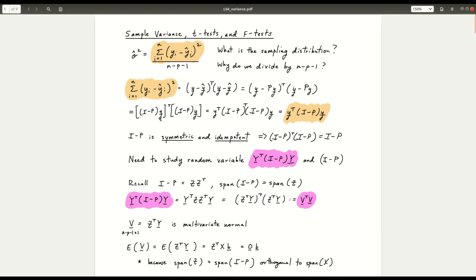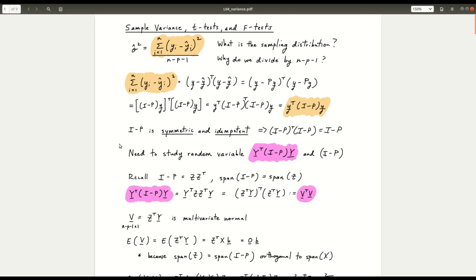And then if we distribute this transpose, we get y transpose (I minus P) transpose times (I minus P). And recall that if P is a projection matrix, then so is I minus P. And so I minus P must be symmetric and idempotent. So you can take this transpose away, and you get (I minus P) times (I minus P), and then use the idempotent property to get that it's equal to this, y transpose (I minus P) times y.